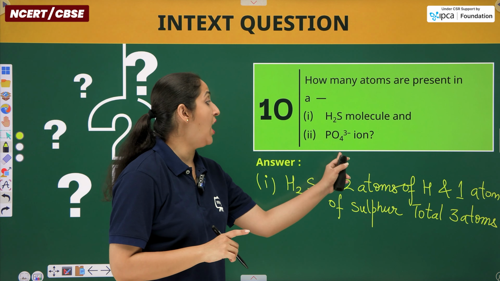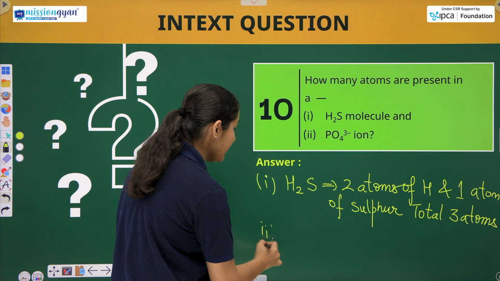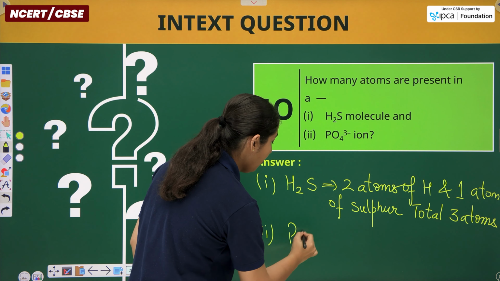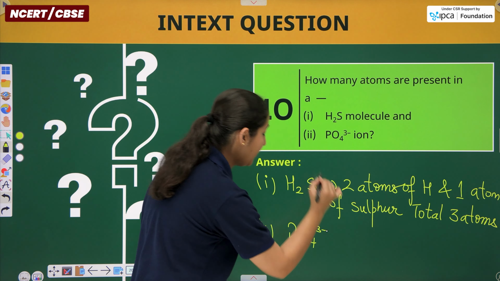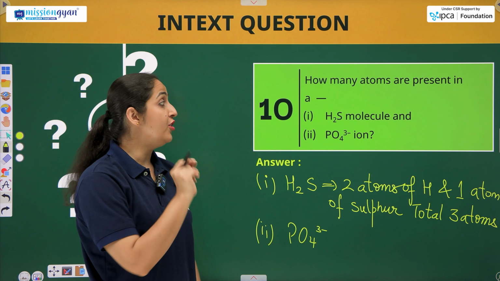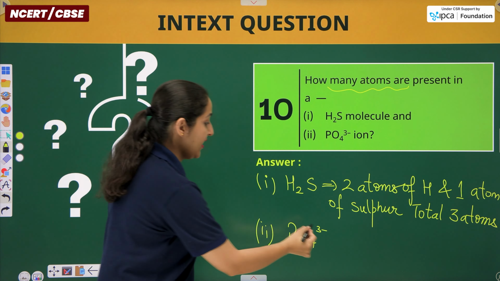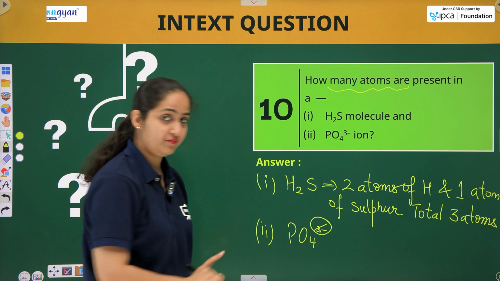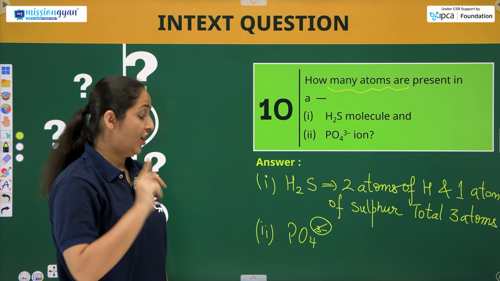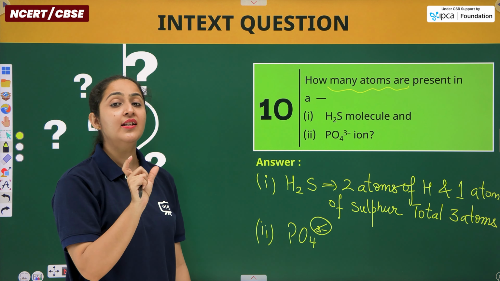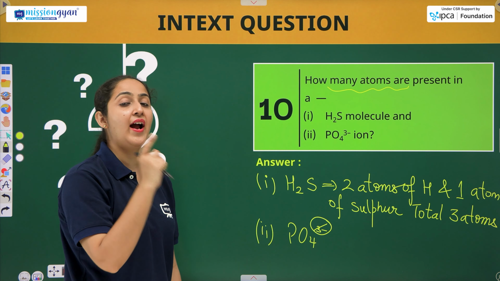Now this is the ion, okay? Which ion is this, students? If you remember, this is the phosphate ion, PO4 3-. Now, whenever you are counting the number of atoms, no need to see this charge. Just ignore the charge. We are here to count the atoms. So, this is a polyatomic ion. Let's find out the number of atoms present.